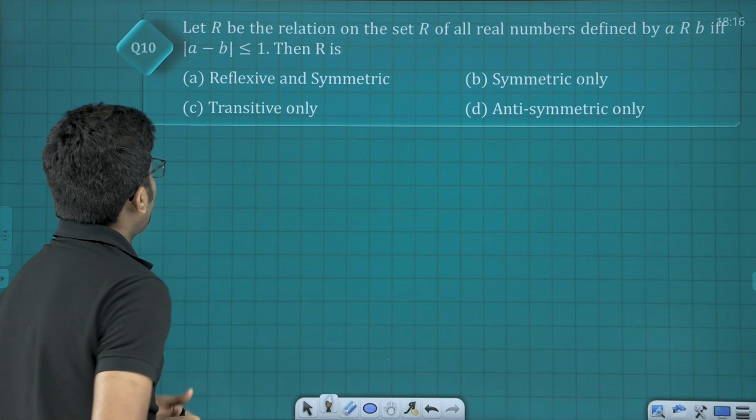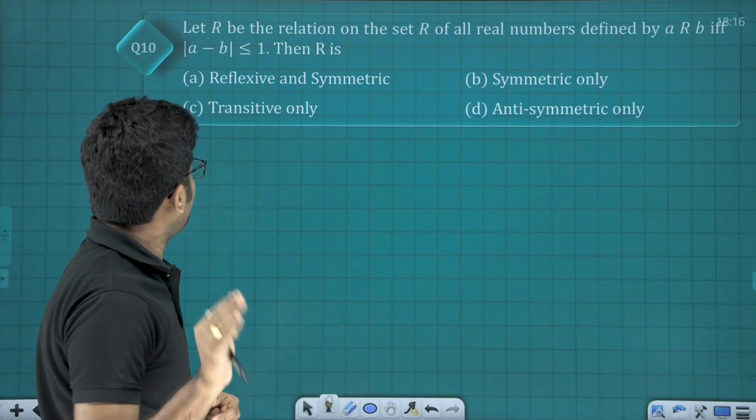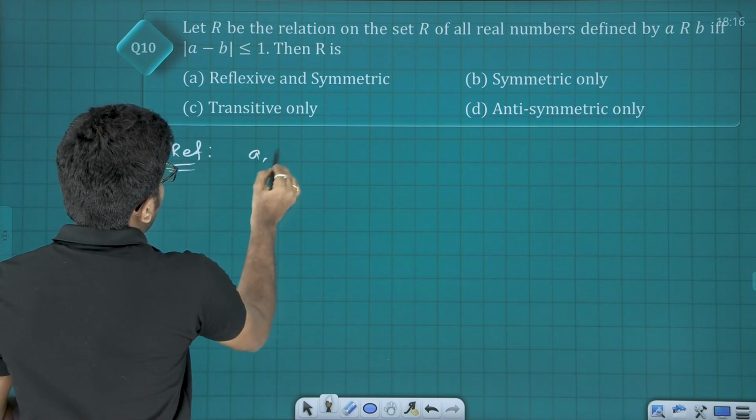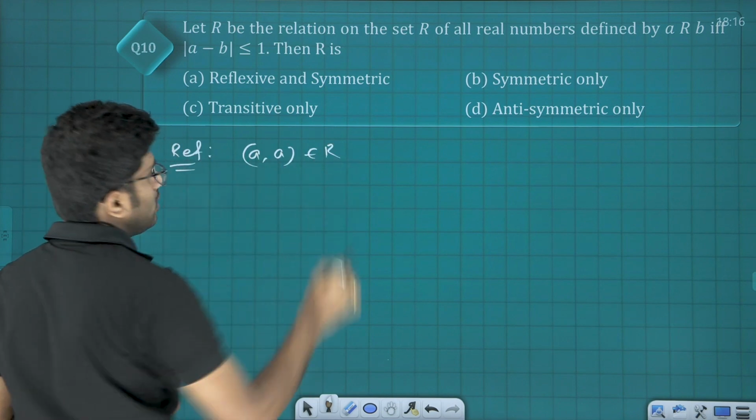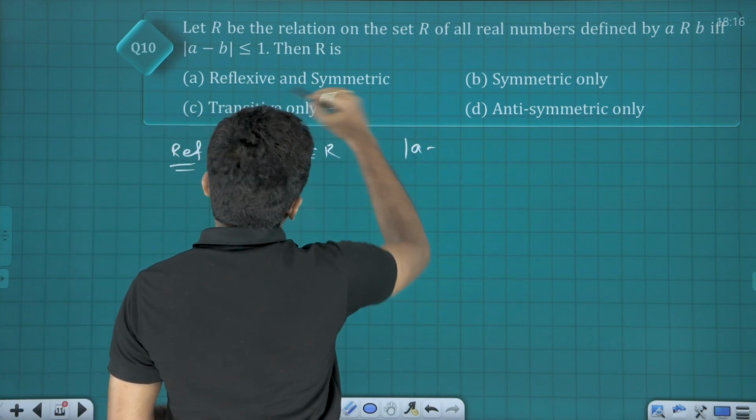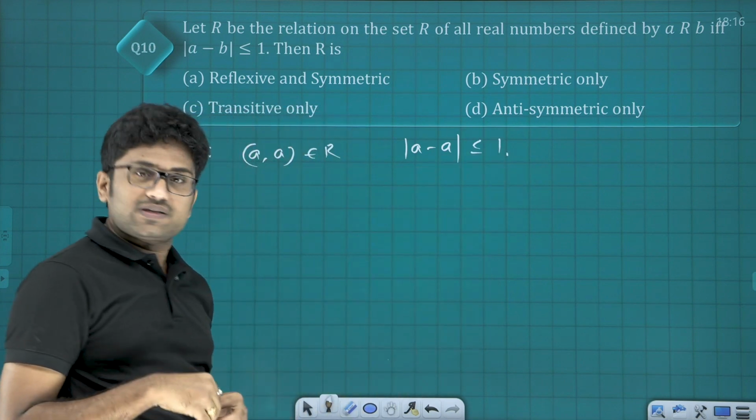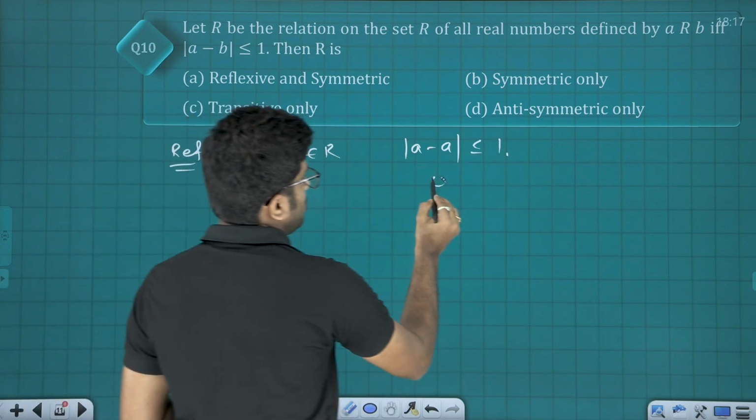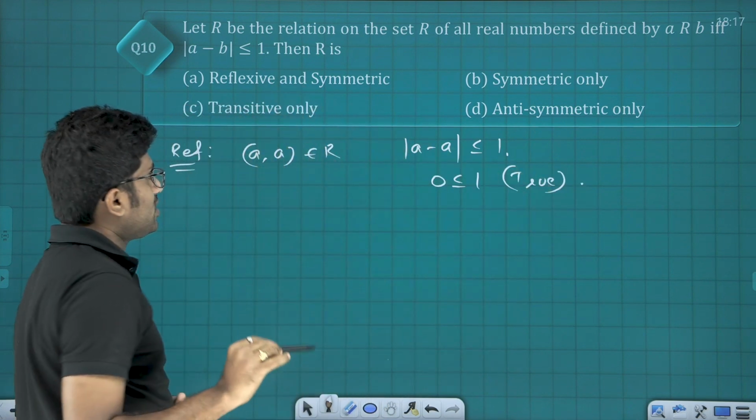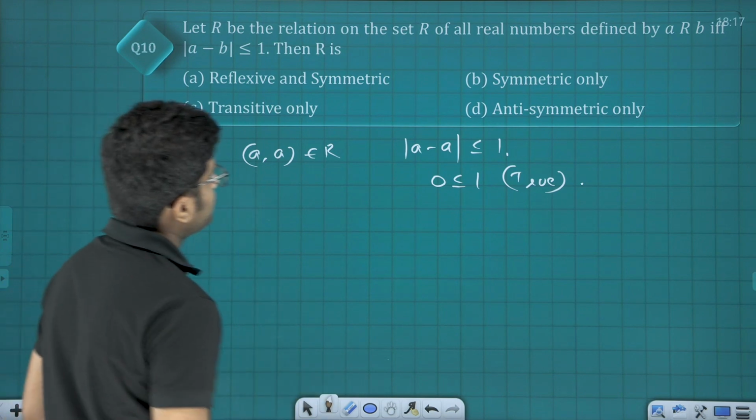to b if mod of a minus b is less than or equal to 1. Now they are asking reflexive, symmetric, transitive. First, reflexive. What do you mean by reflexive? (a, a) should belong to capital R. Now in this we'll take a, and in place of b also let's put a. What is mod of a minus a? Is it less than or equal to 1? Yes, 0 is less than or equal to 1, which is true. So that means this relation is reflexive.